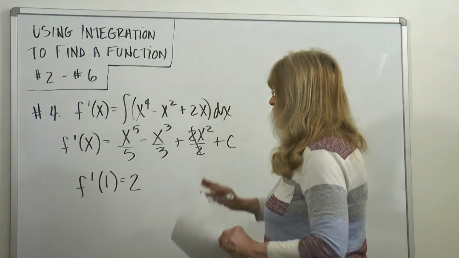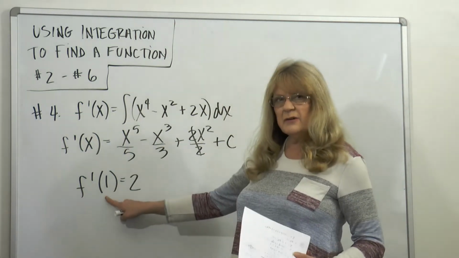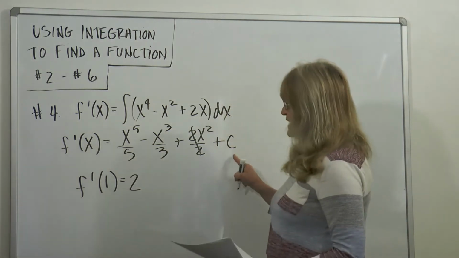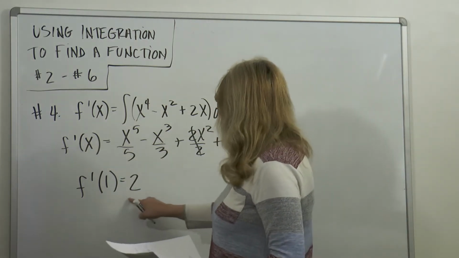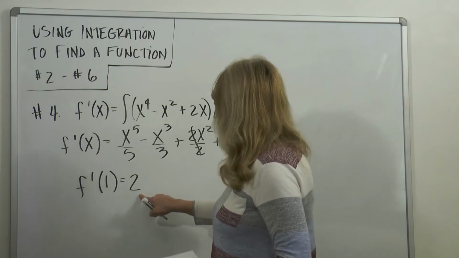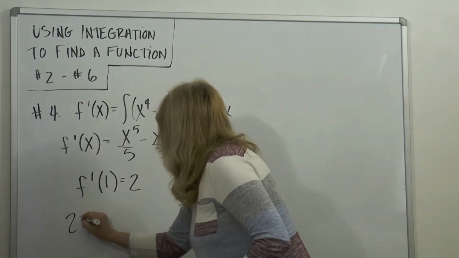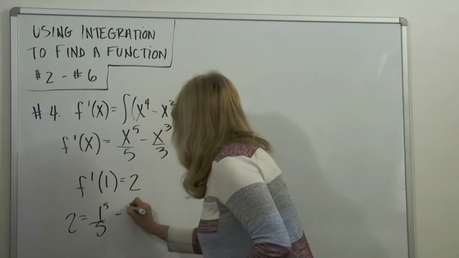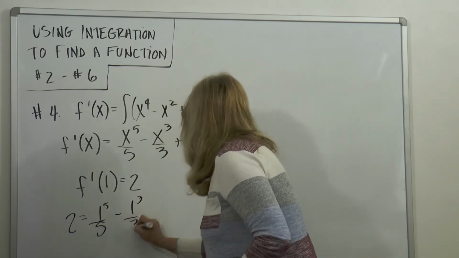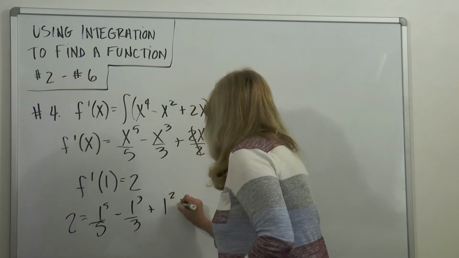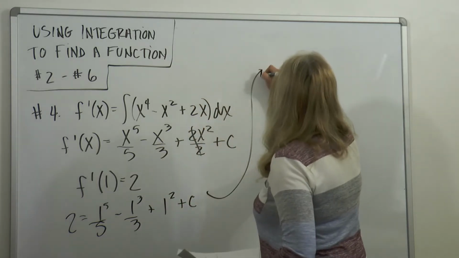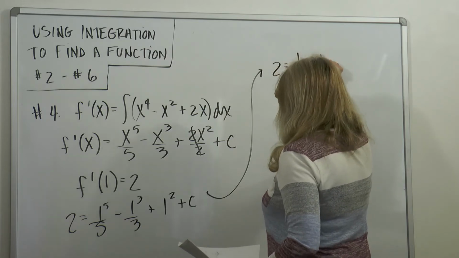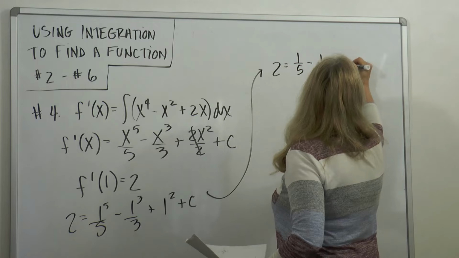Okay, so now this one, since this is a 1 and not a 0, it's more work. To get this c, I say, okay, well, when x is 1, the whole thing equals 2. So we have 2 equals 1 to the 5th over 5 minus 1 to the 3rd over 3 plus 1 squared plus c. So 2 equals 1/5 minus 1/3 plus 1 plus c.